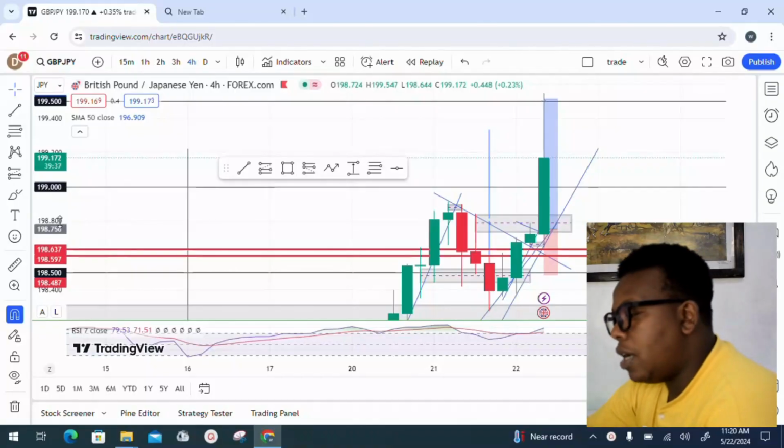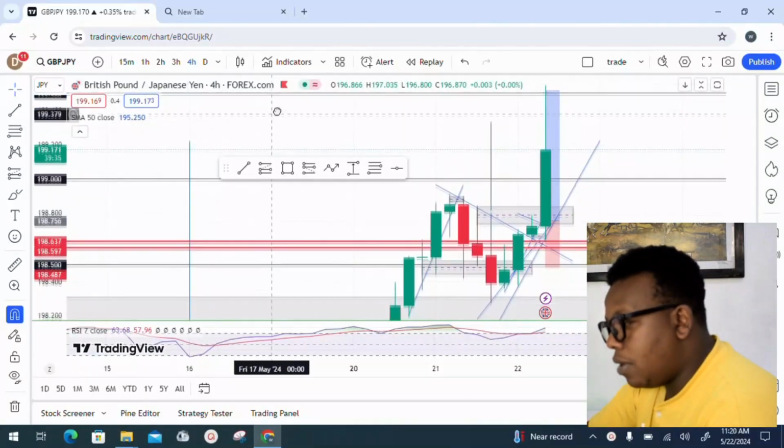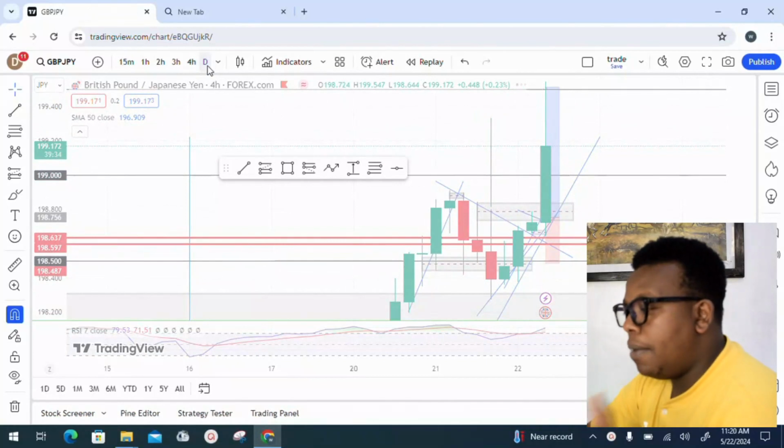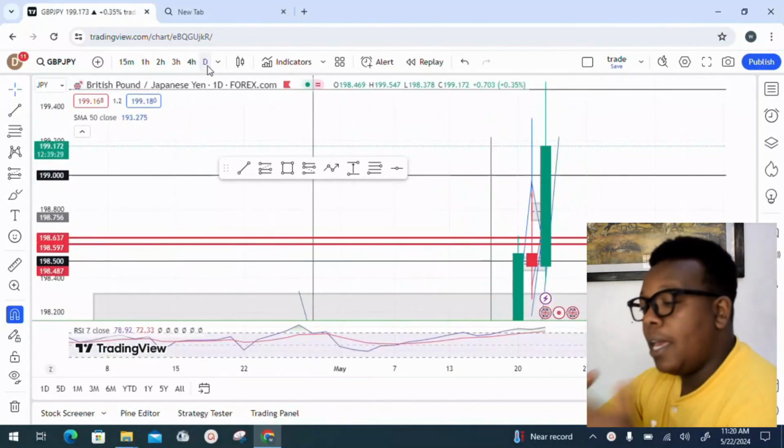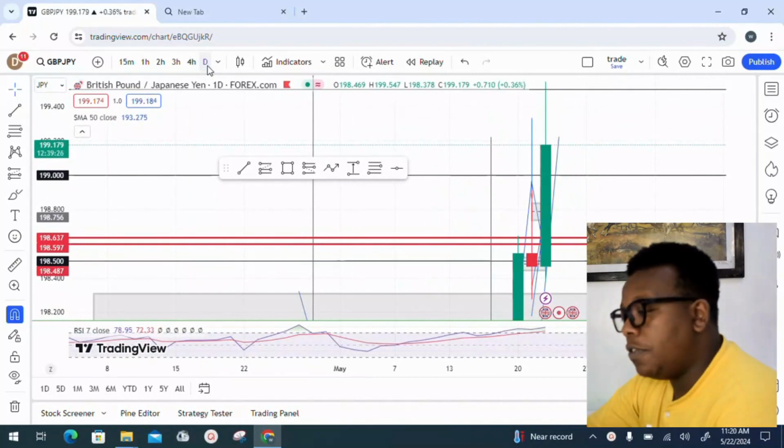You can see this is how I normally do it each and every single morning, so just follow exactly what I'll be doing. So I come to the daily time frame. I'm a day trader, so my entry is usually at a lower time frame, which is 15 minutes.